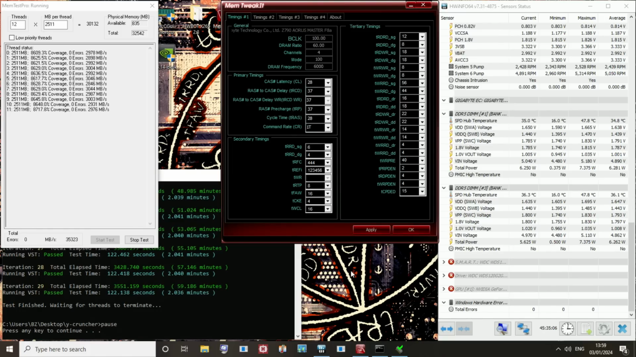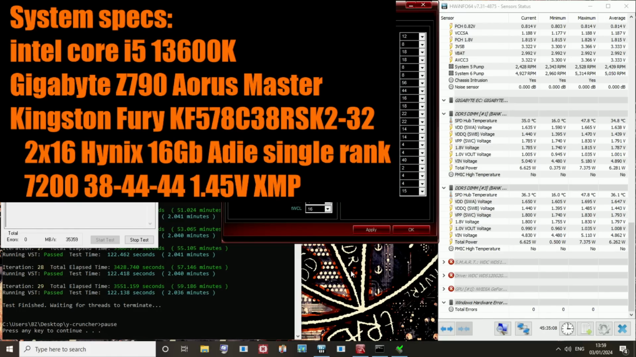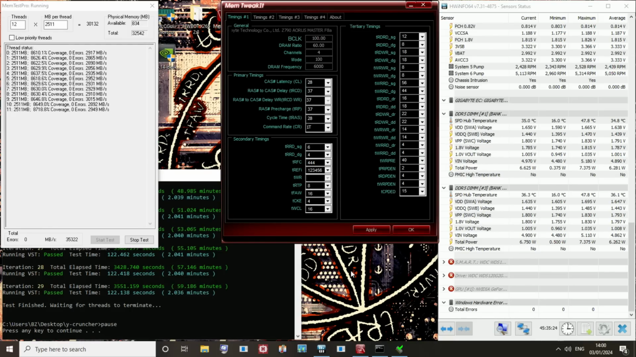Anyway, the system specs that I'm using here is the Core i5-13600K on a Gigabyte Z790 AORUS Master, with a Kingston Fury Renegade 7200 CL38 Hynix 16 gigabit A-die based memory kit. It's a single rank kit, so two 16 gig DIMMs. And the settings that I'm running it at is DDR5 6000 with some of the tightest timings I've ever used.